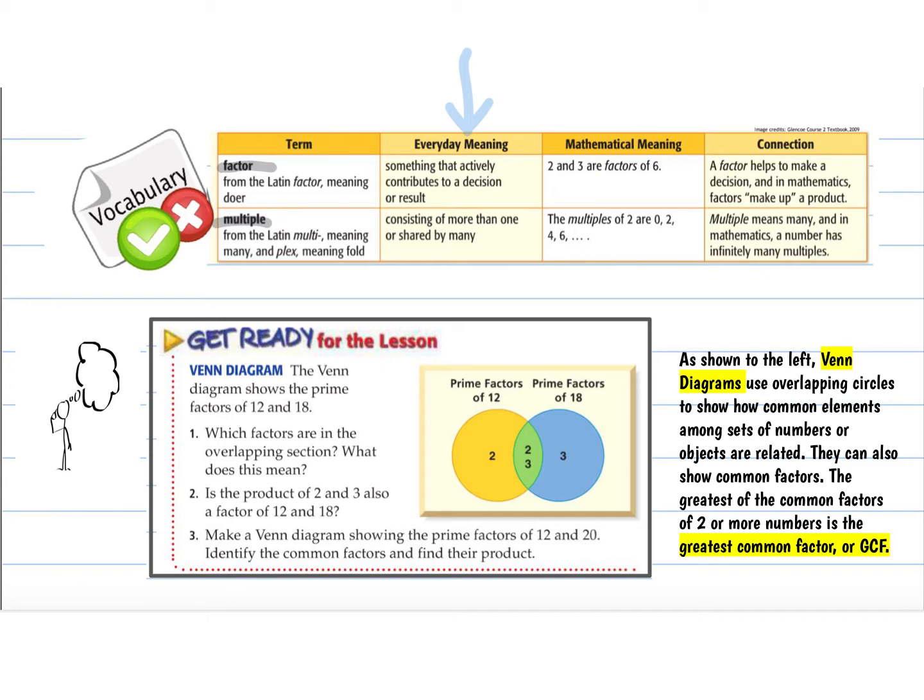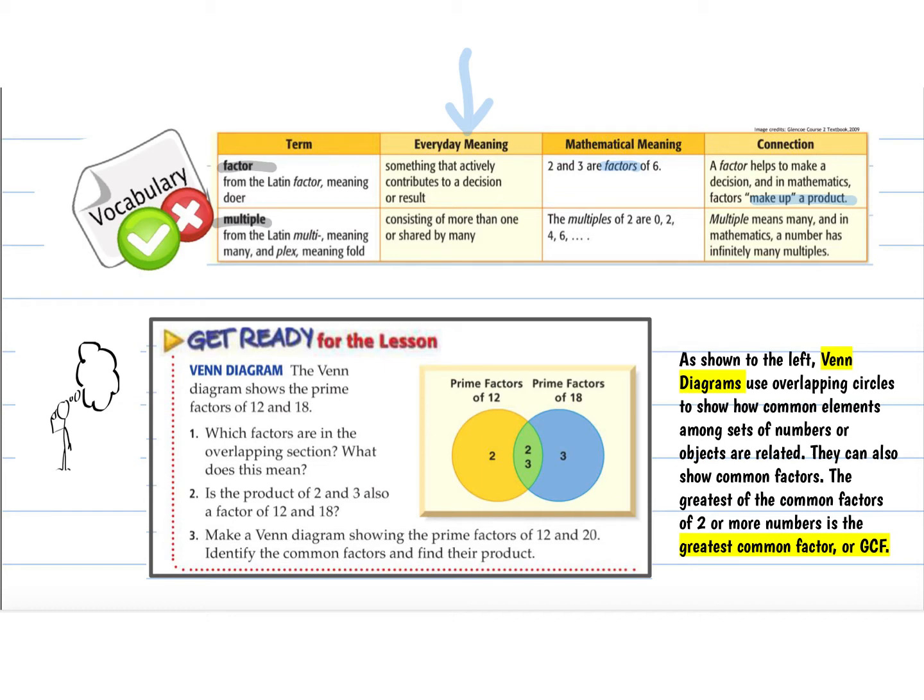And then in math, of course, we have that 2 and 3 are factors of 6. That's something that makes up a product. So we talk about numbers that make up another one. For a multiple, which we'll talk more about in our next video lesson, a multiple is kind of on the other end. A number has infinitely many multiples. Those are the numbers we get to after we multiply.